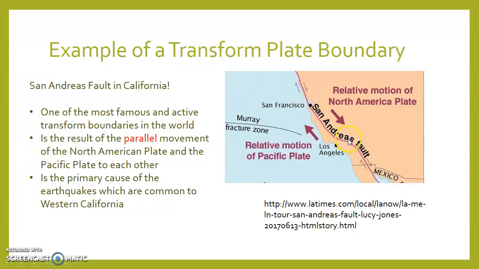And this fault, the San Andreas Fault, is also the primary cause of the earthquakes which are common to Western California.